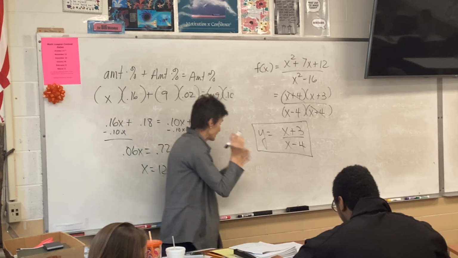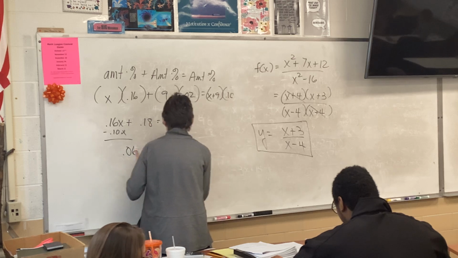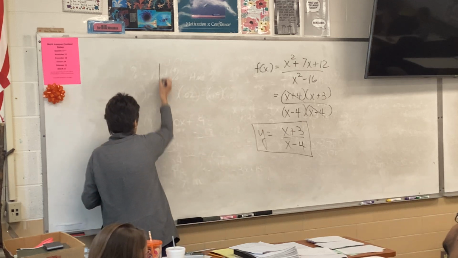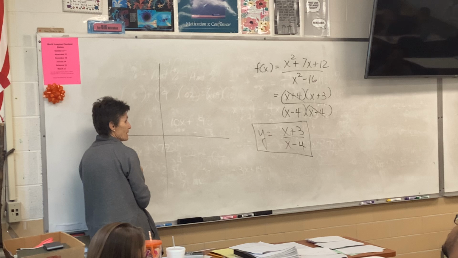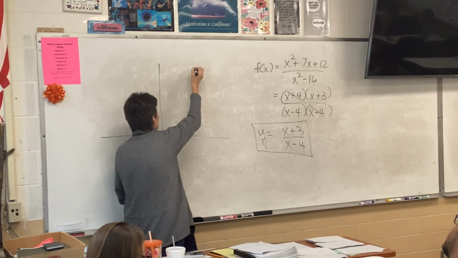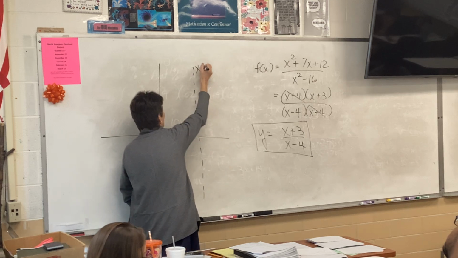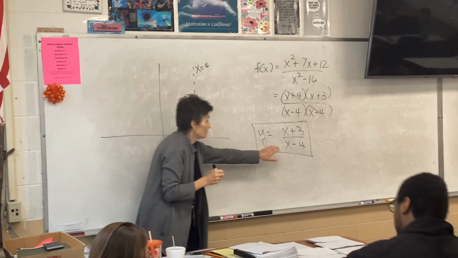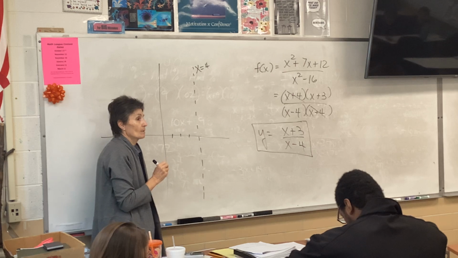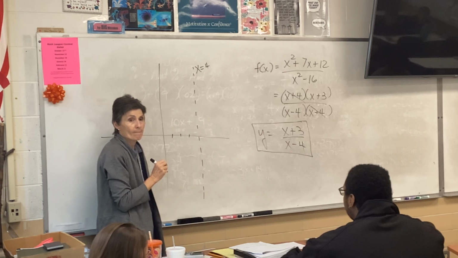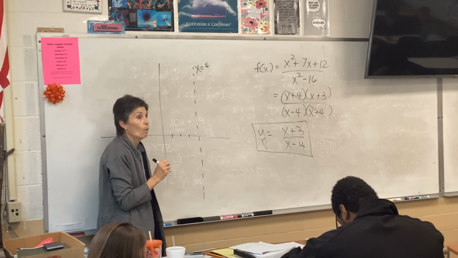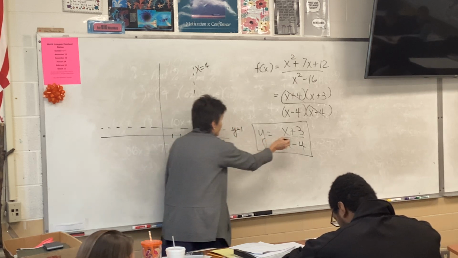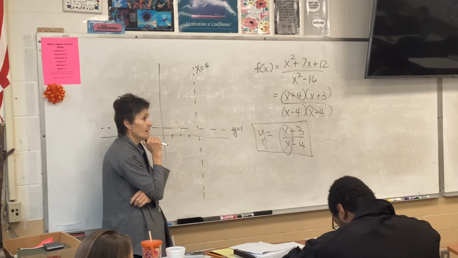Okay? Now, tell me about the stuff. I need to draw a picture. I got my work down there. So tell me what is going to go into my picture. There's my vertical asymptote, x equals 4. How do I know that? Because vertical asymptotes come from the denominator. Horizontal asymptote is going to be y equals 1, because y, box it, x over x.